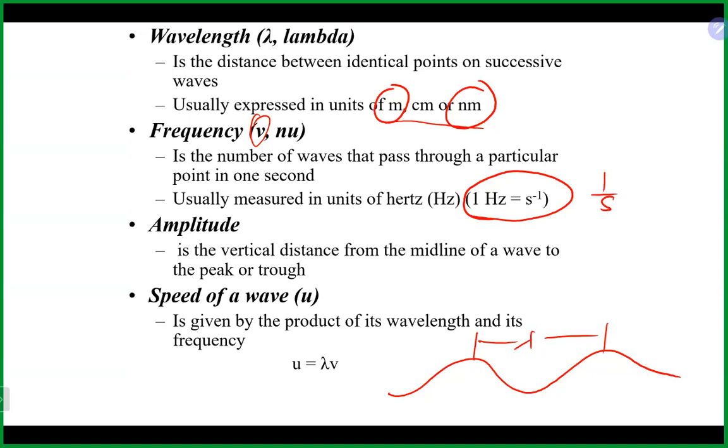The amplitude is the vertical distance from the mid wave to the peak or the base of the trough. And the speed of the wave can be found by taking the wavelength times the frequency. If we just look at units, wavelength is in meters and frequency is in reciprocal seconds. So when you multiply them, you get a speed of a wave in something like meters per second. Any questions on that there?